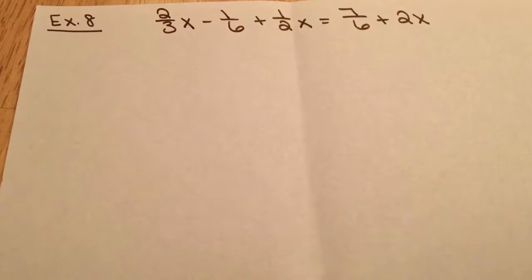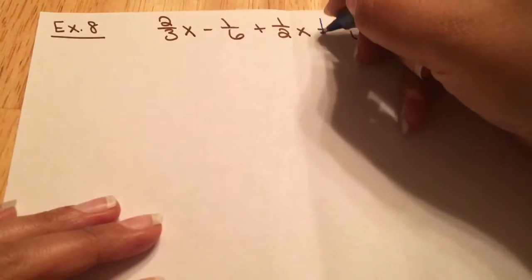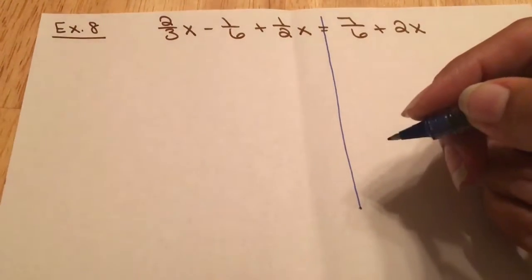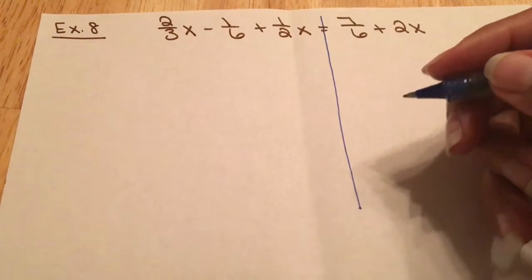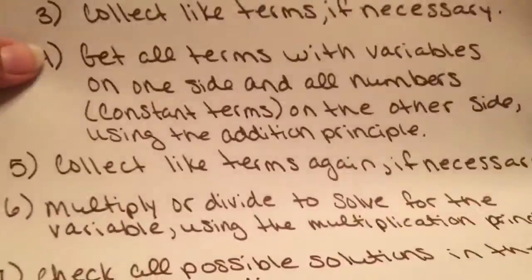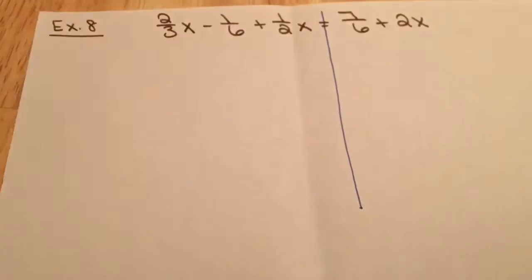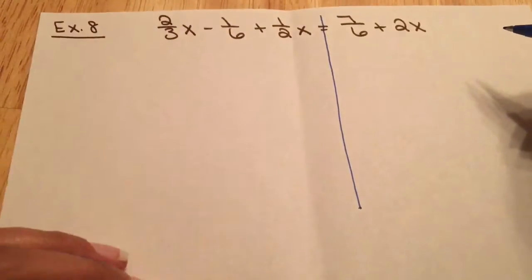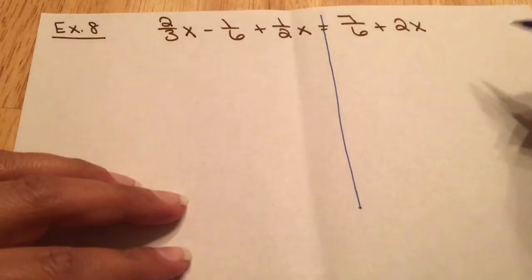So let's look at our next example. On example 8, if we look at this one, we're going to start off the same way. Notice we're still starting with rule 3 or step 3, which is to collect like terms if necessary. So I went ahead and I put my line right here through my equal sign.